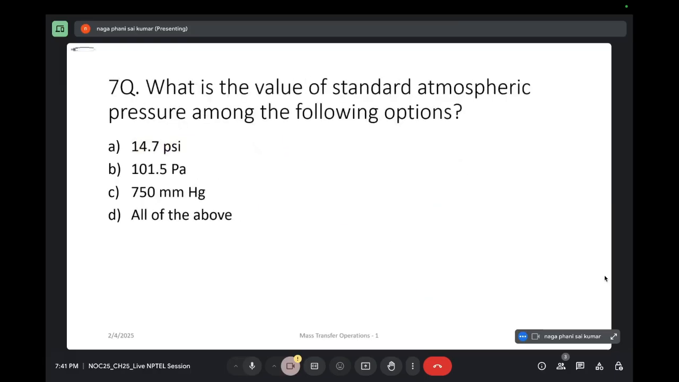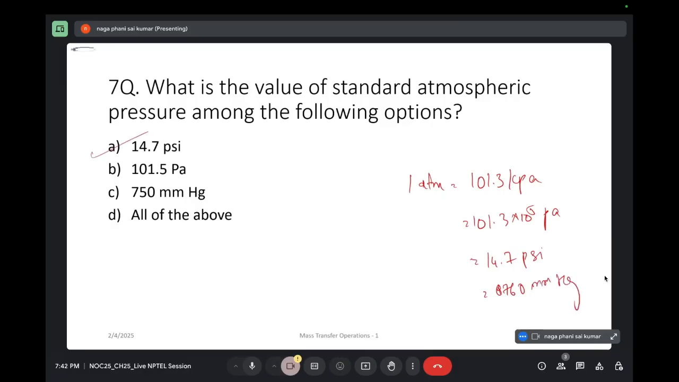What is the value of standard atmospheric pressure among the following options? 14.7 psi, 1.5 pascals, 750 mmHg, all the above. Which of them is a standard atmospheric pressure value? Standard atmospheric pressure is 1 atmosphere, which is nothing but 101.3 kilopascals, or 101.3 times 10 to the power 5 pascals. This should also be equal to 14.7 psi, and this is also equal to 760 mmHg. Okay, so which of the following is true? It will be option A.